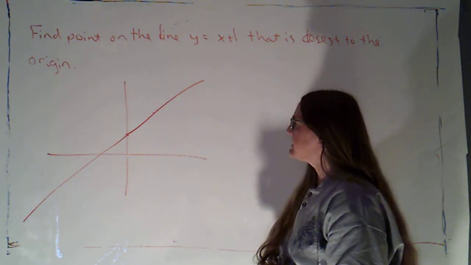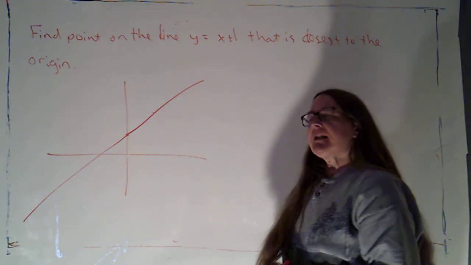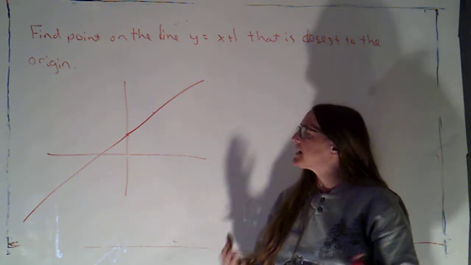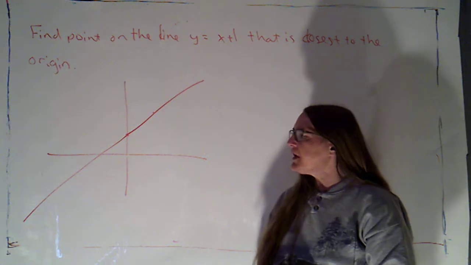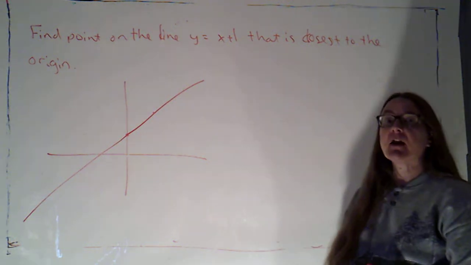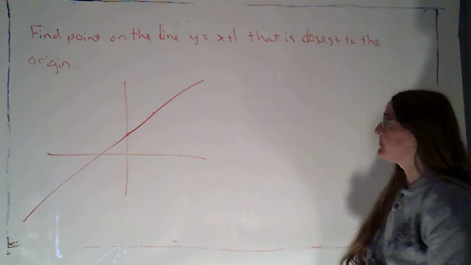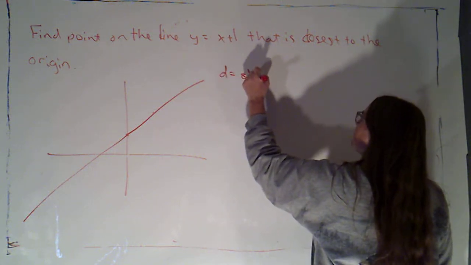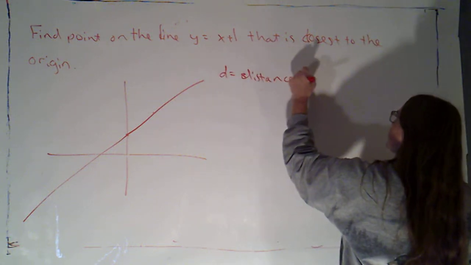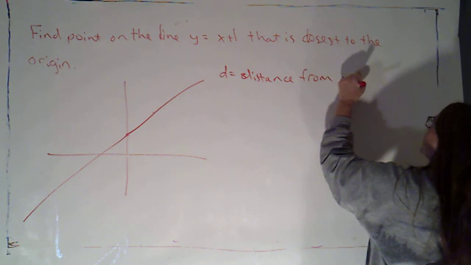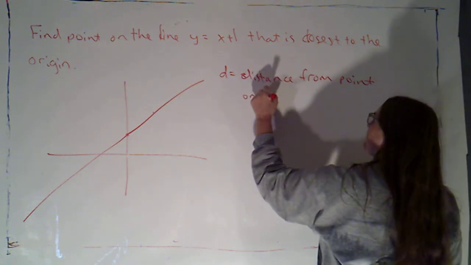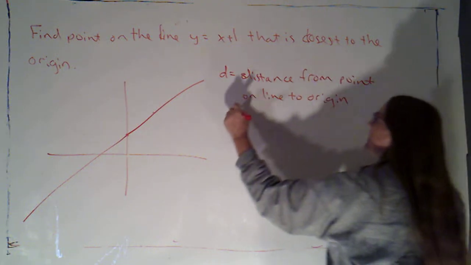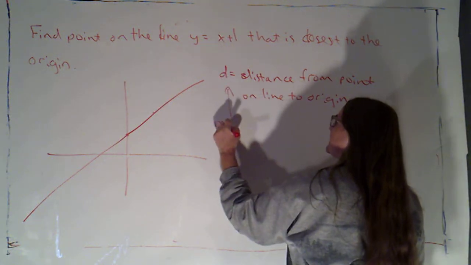where that is. Okay. What I need to do is translate this into what is the thing that I am trying to maximize or minimize. If I'm looking for what's closest, I'm trying to minimize a distance. So if I let d equal the distance from a point on the line to the origin, my goal is to minimize this.